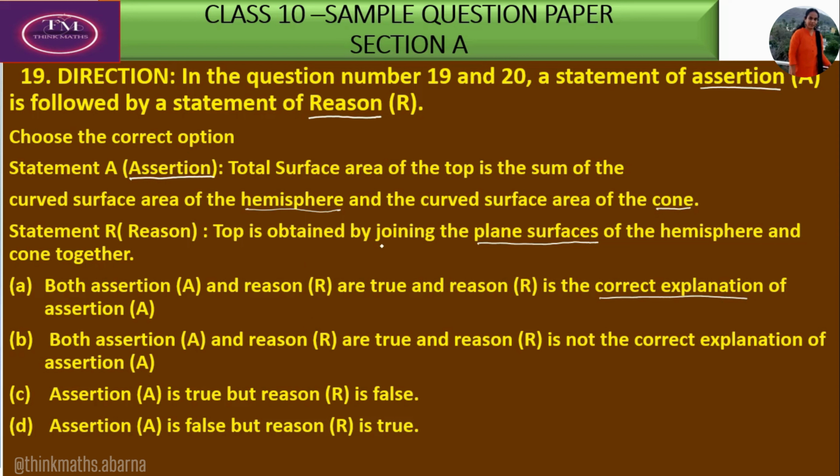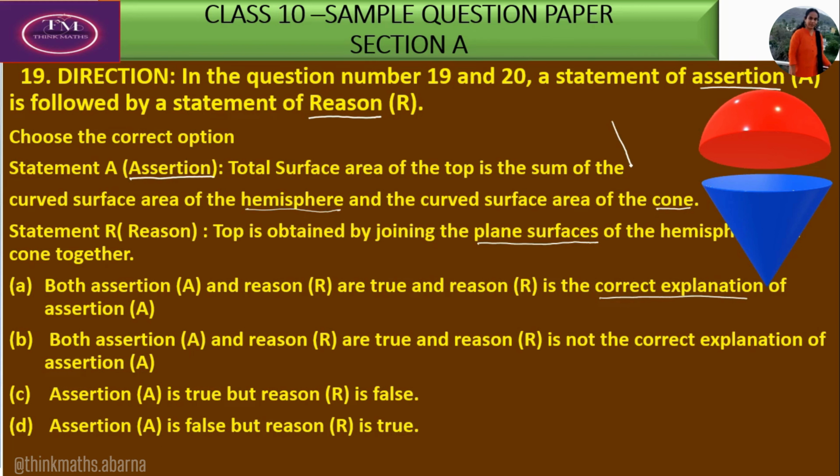Okay. Now let us check whether assertion A is true. What is assertion A? The total surface area of the top is the sum of the curved surface area of the hemisphere and the curved surface area of the cone. What are the shapes? Cone and hemisphere. So this is the cone and this is the hemisphere. How is this shape formed?